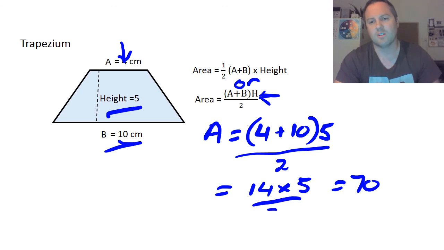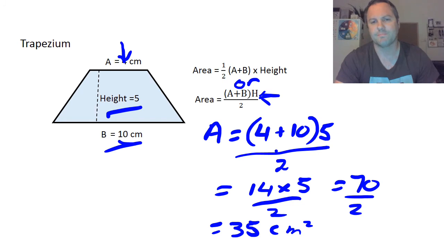Okay, but we're going to divide both by 2. So we know straight away 70 divided by 2 is 35 centimeters squared. So really, really nice and easy way of putting it.